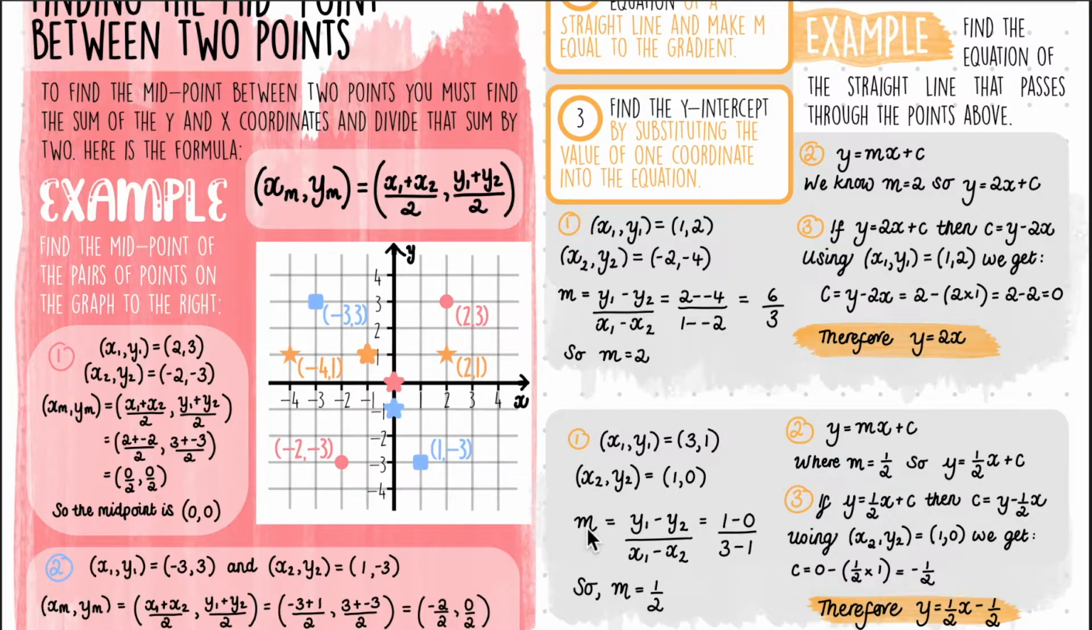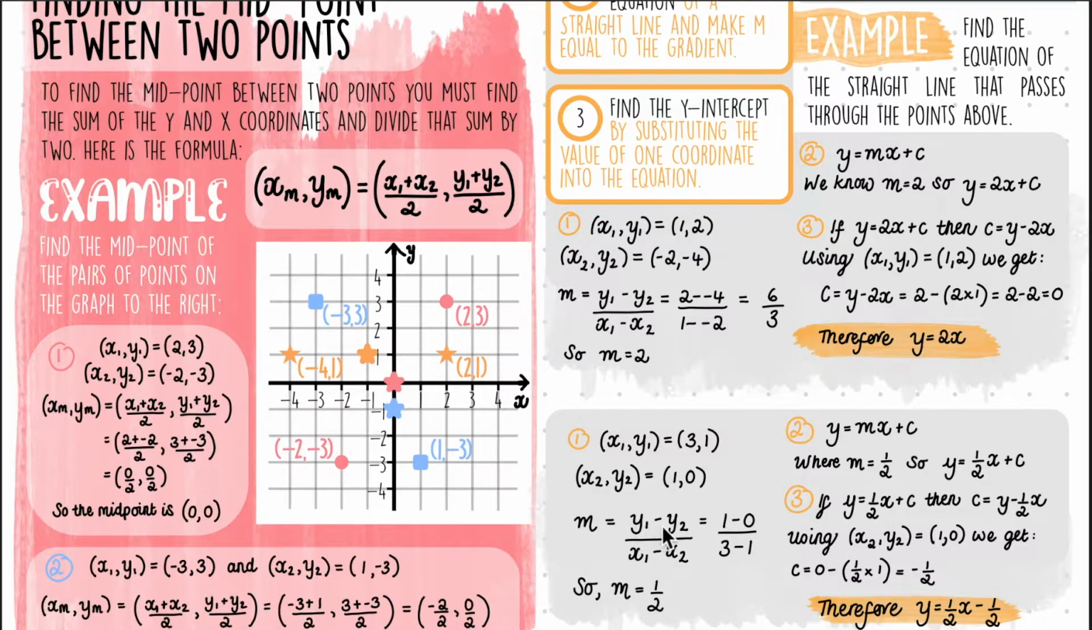Now we know the first step is to find the gradient. So we write out the gradient formula. It's good to always keep writing out these formulas because it just makes you remember them. Like, it just puts it in your brain. That's what I always thought anyway. So here, m is equal to y1 minus y2 all over x1 minus x2.